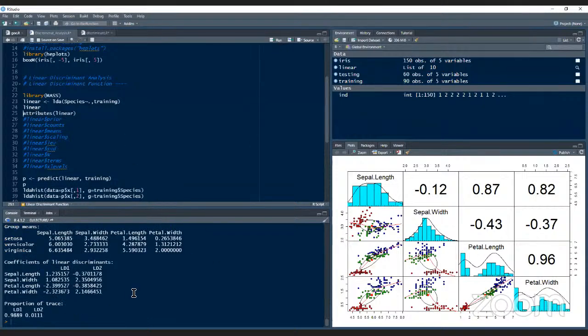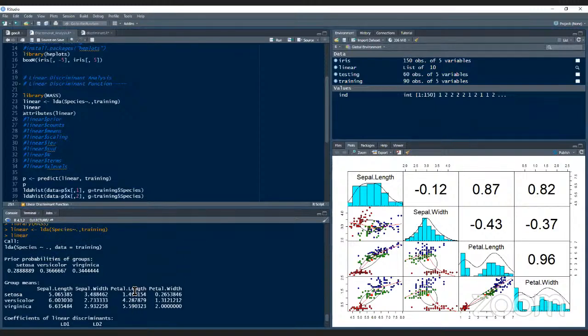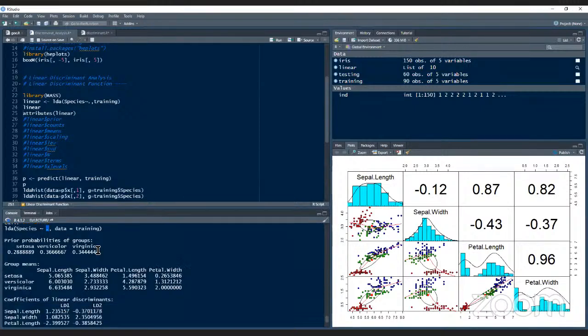So this is the outcome. Linear discriminant analysis, species is dependent on all other variables, numerical variables from data set training. Now the prior proportion of groups: Setosa is having 28.88% in the data set, 36.66% is versicolor and 34.4% is Virginica.